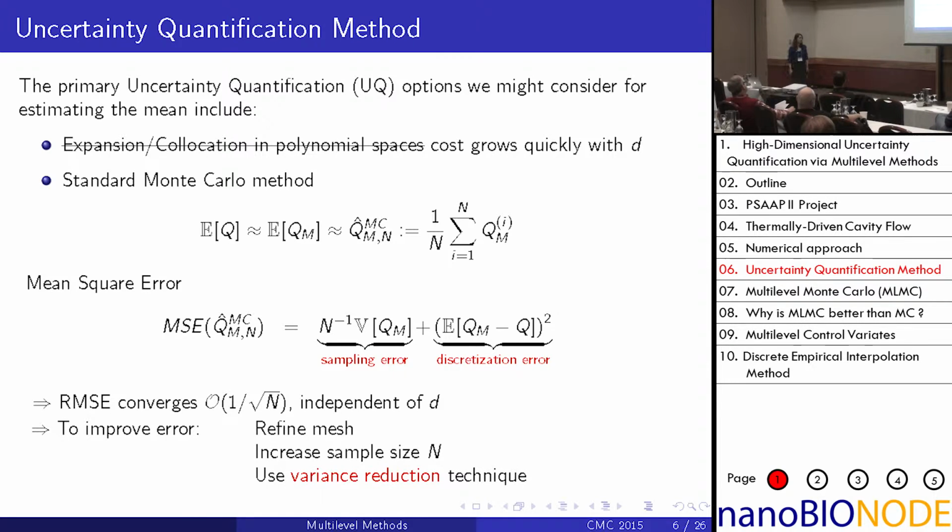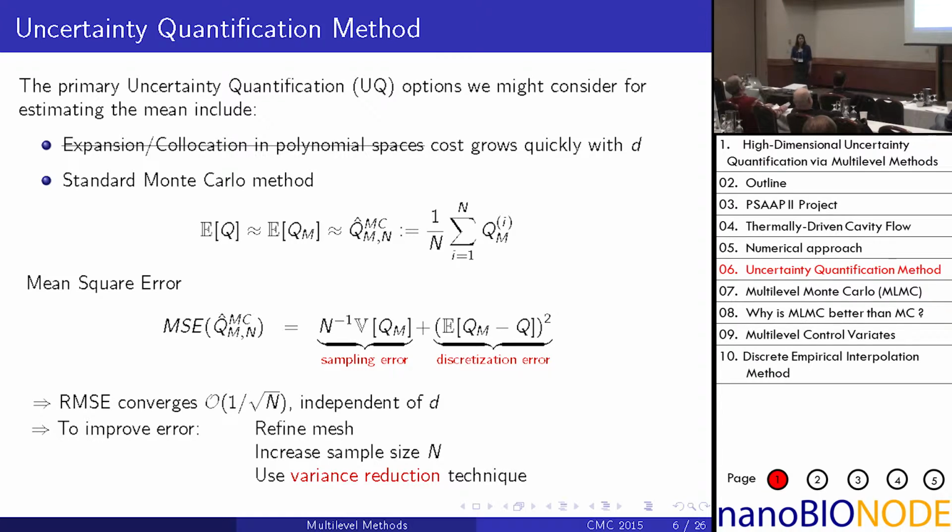The first thing we would want to do is refine the mesh. We have to do this regardless to decrease the discretization error. No one wants to solve on a coarse grid. And then for the second two, we can choose either of them, or we can do both. We can increase the sample size n, so run a lot more simulations, or we can use a variance reduction technique so that we don't have to draw as many samples. And we're going to go along the route of variance reduction technique.